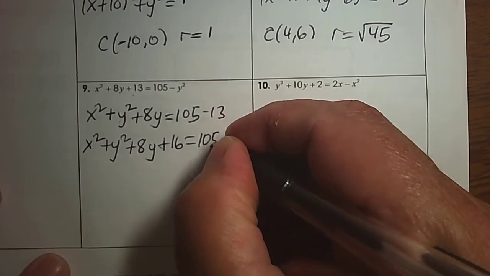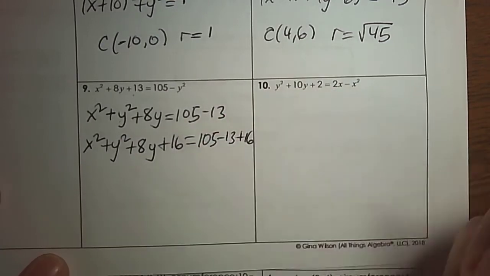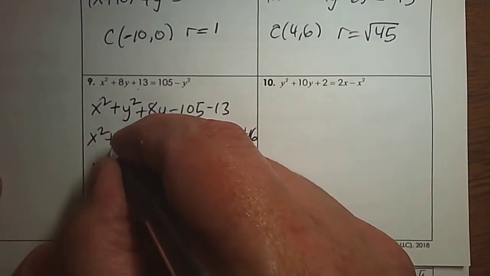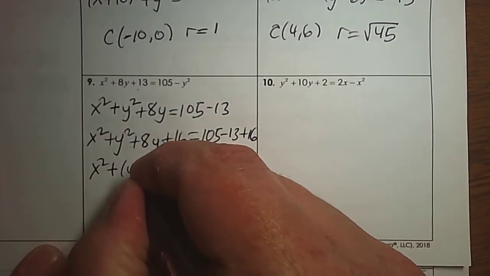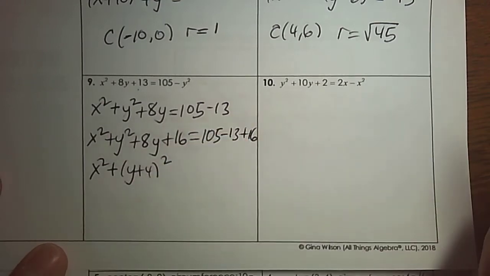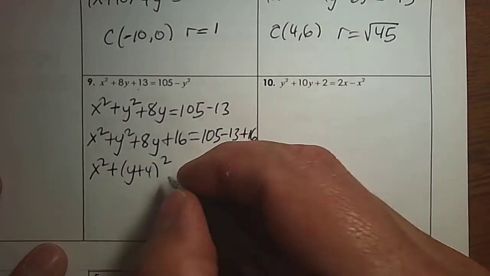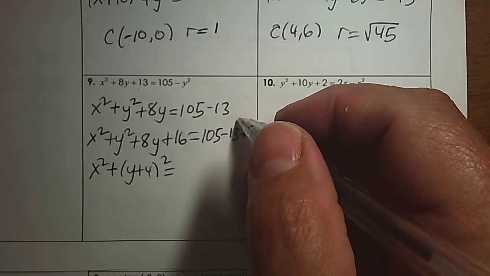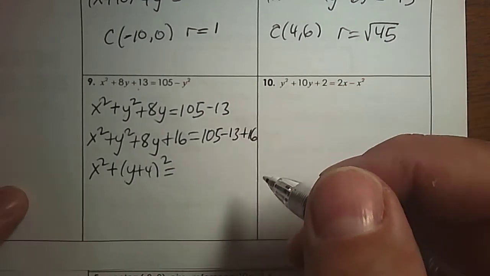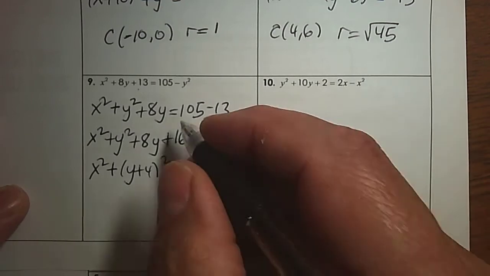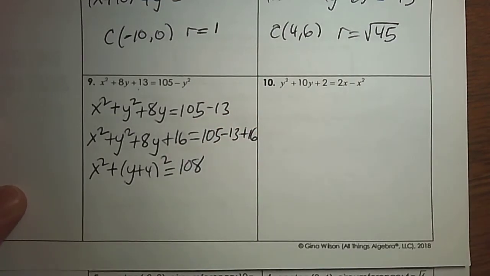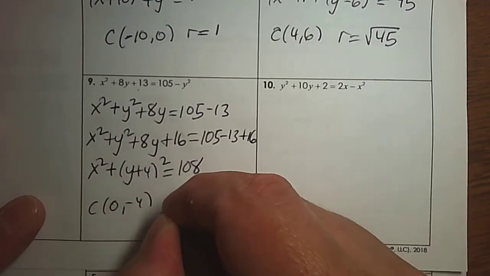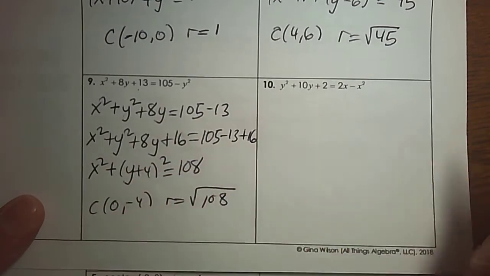So 16 needs to be added to the other side. So we have x squared, factor the y, that's y plus 4. 4 times 4 is 16 and adds up to 8. And on the right side, 105, take away 13, plus 16, that's 108. 108 is not a perfect square, so the center is at (0, -4), and I'm just going to write the radius as the square root of 108.